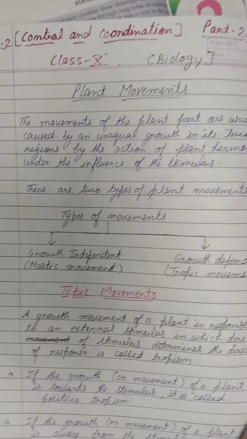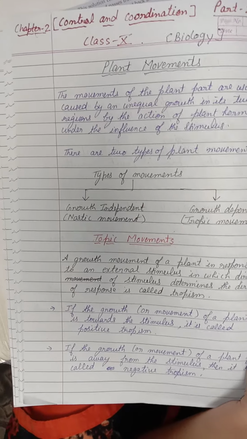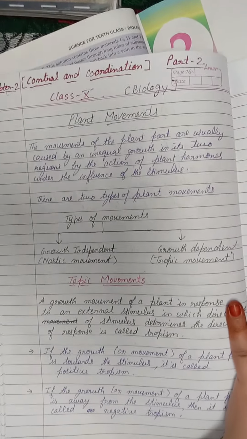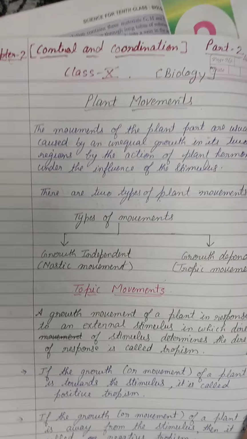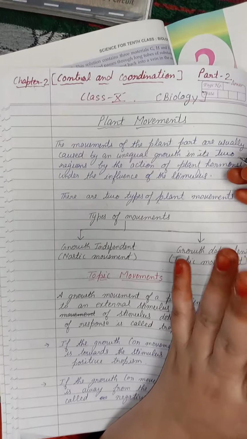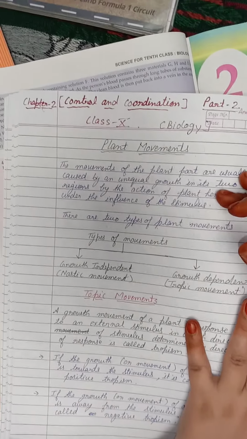Students, in the previous class we started our chapter Control and Coordination, and we already completed the control. We started control and coordination in the plants, and in that class we discussed the plant hormones. Now here we are discussing the plant movements.